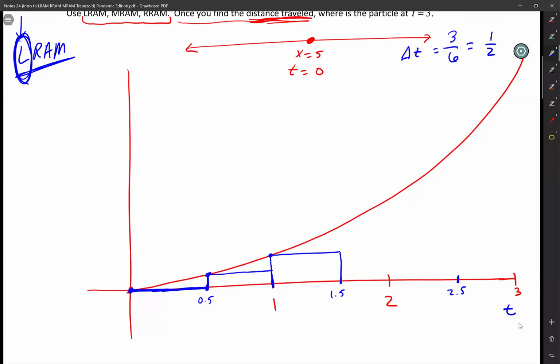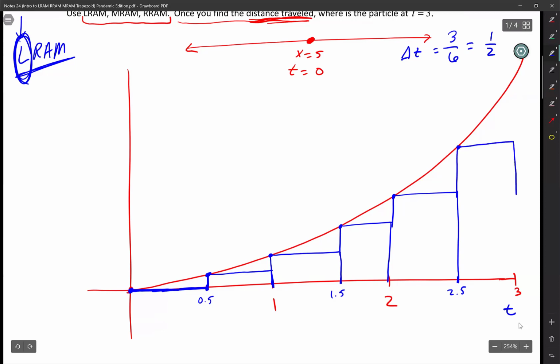And I'm going to continue the process. I go to 1.5, point. There it is. I go to 2. I go to 2.5. And those are my 6 rectangles. Are we okay, guys?